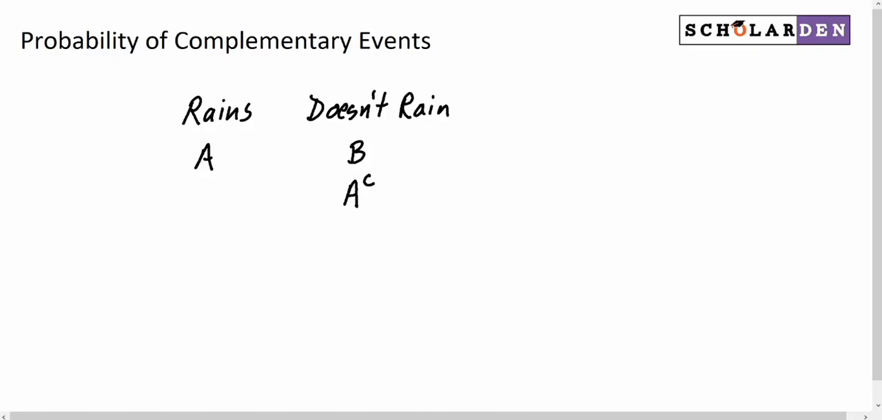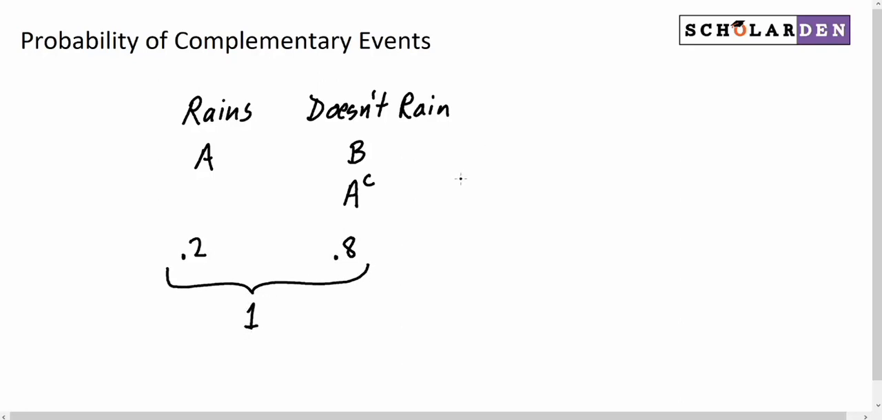Now, let's say the probability that it rains is 0.2. Doesn't that mean the probability that it doesn't rain is 0.8? Because again, those are all the possibilities. So together they have to add up to 1.